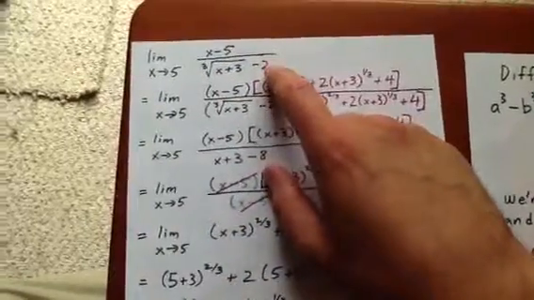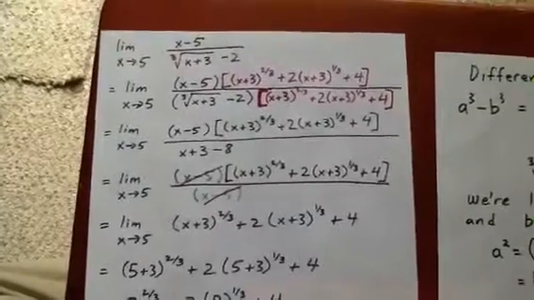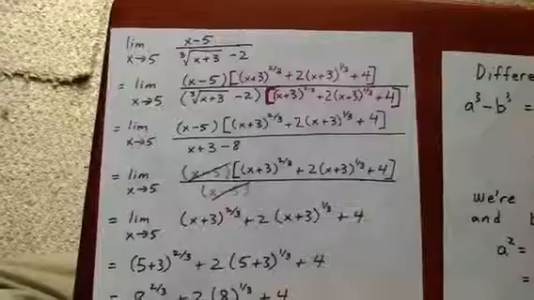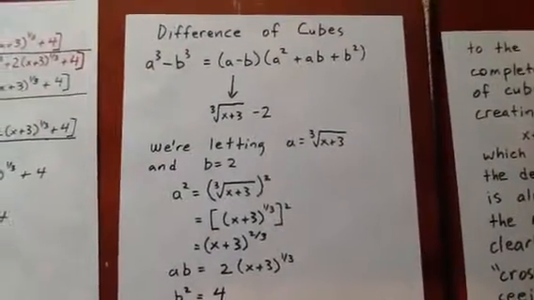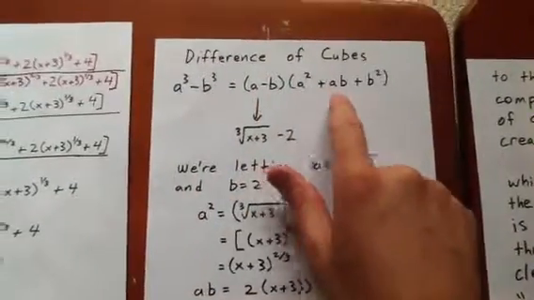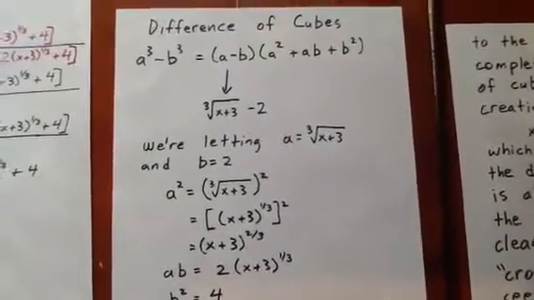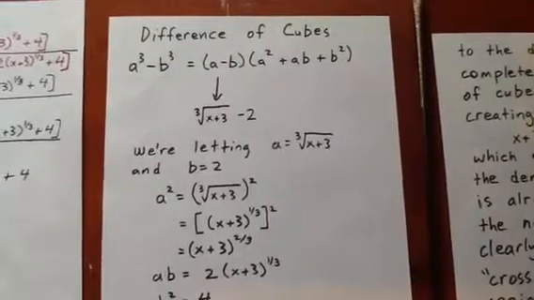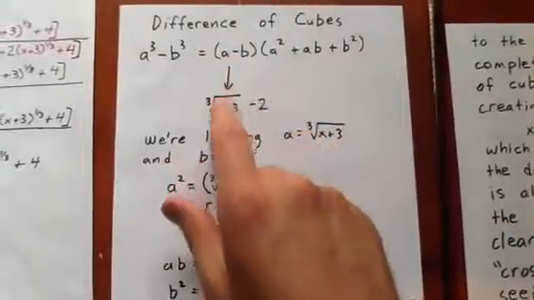So we want to rationalize that denominator, but we're going to have to do it by something a little more complicated. We're going to have to recall how difference of cubes work. The difference of cubes states that a cubed minus b cubed is going to equal a minus b times a squared plus ab plus b squared. Well, what we're going to do is say that denominator of the cubed root of x plus 3 minus 2 represents the a minus b.